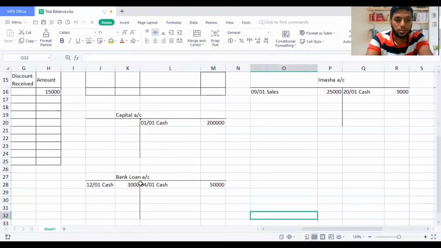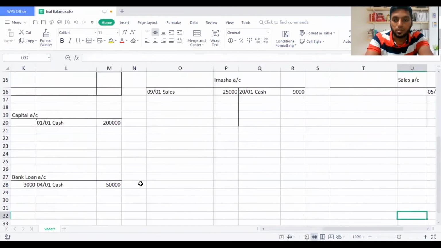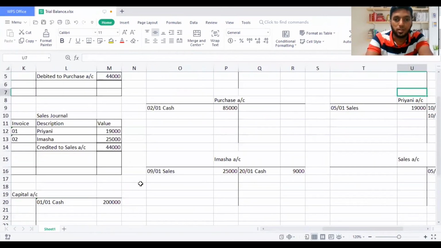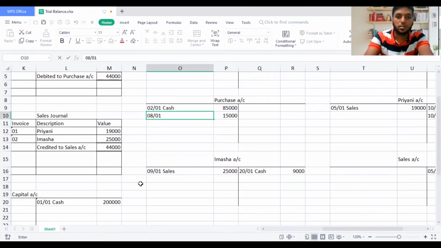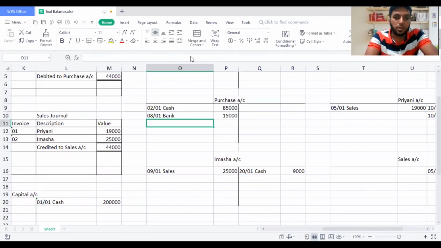So I'll move on to my purchase account. That's my purchase account. There's a lot of accounts, so it's very hard to find. So here 15,000 I'll record and record the date 8th first. So the value I'll write here is not cash, I'll write it as bank. So after recording this transaction, let's move on to the next part of the sum.